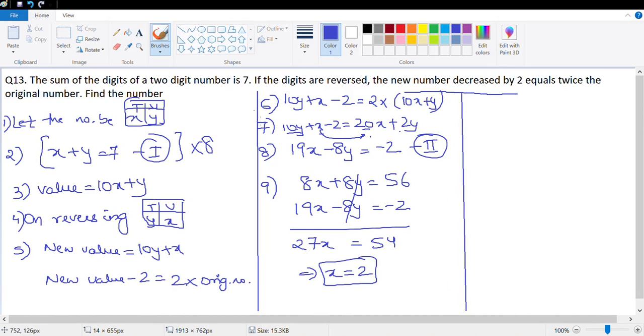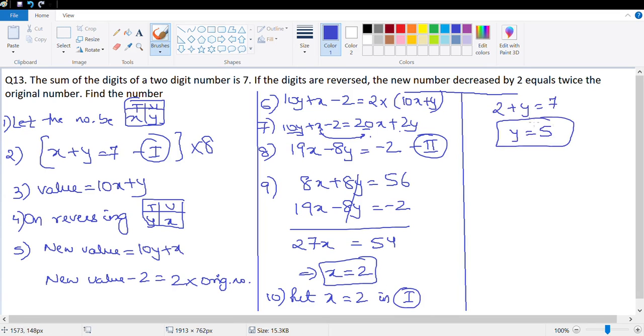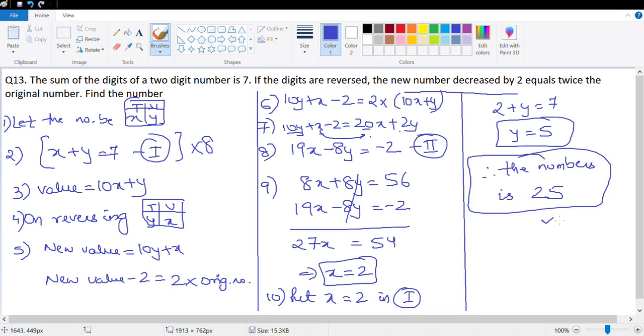Next, put x is equal to 2 in equation number 1, and we have 2 plus y is equal to 7, y is equal to 5. Therefore, the number is 25. That's our final answer, writing it in the form that they have asked. They haven't asked us to calculate x and y, they've asked us to calculate the value of the number, which is 25.